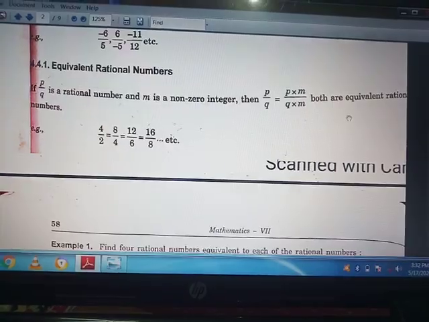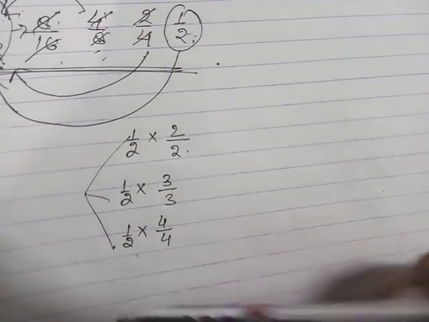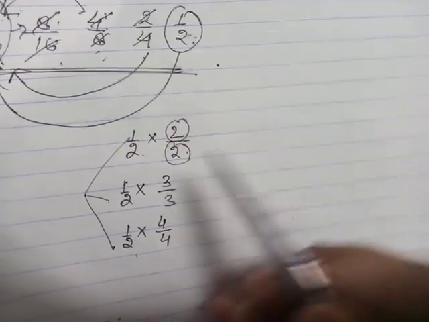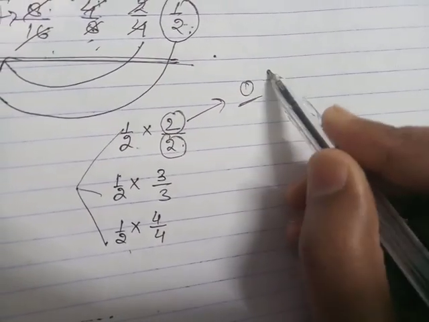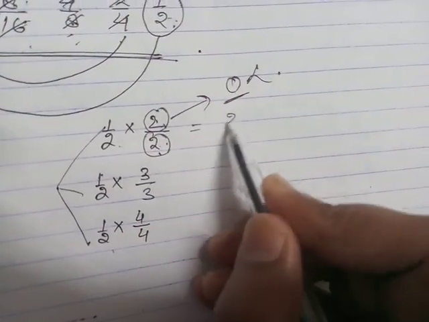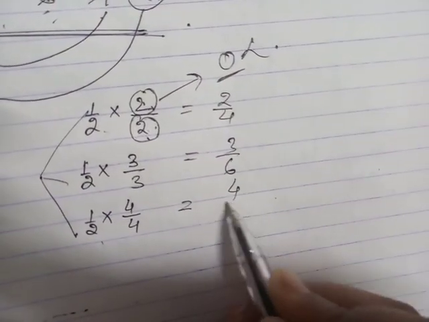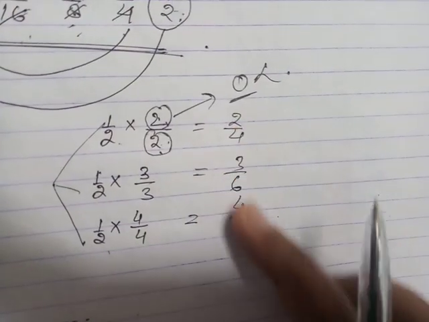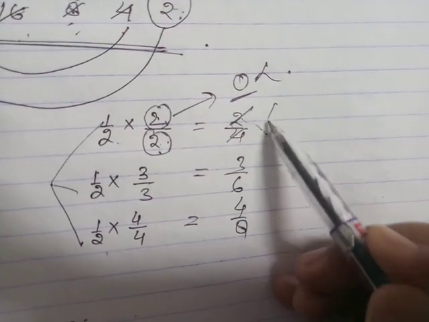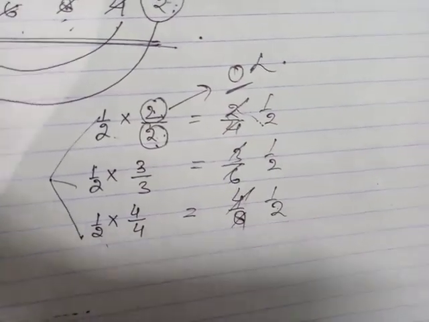Okay, so let's see this. Here you can see that we have a fraction 1 by 2. Here I have multiplied this fraction by a non-zero integer. It should be non-zero. Basically 0 will not be considered here. 2 is multiplied to numerator and denominator. It will give 2 by 4. Here it is 3. It will give 3 by 6. And here it is 4 by 8. If we have such type of values, they are equivalent fractions, because if we cut them it will give 1 by 2. Okay, so these fractions are equivalent fractions.